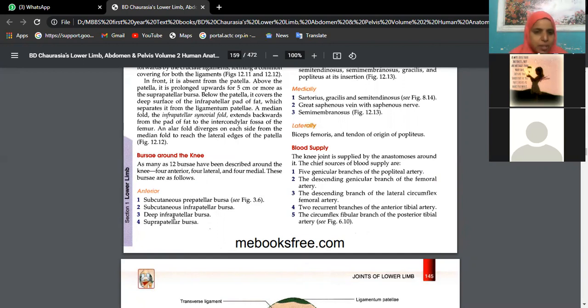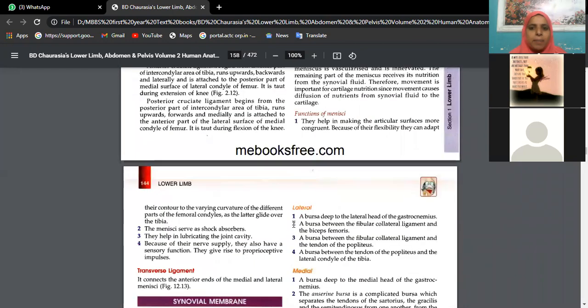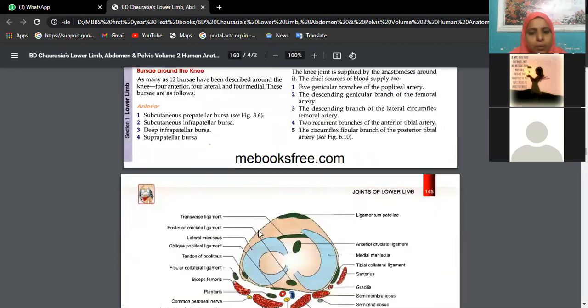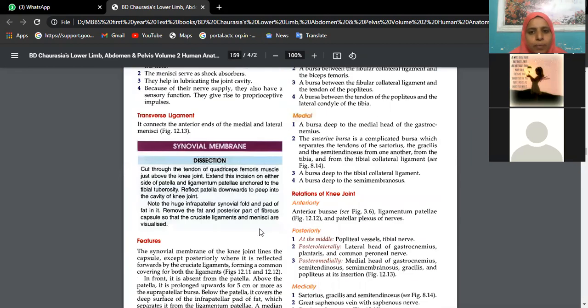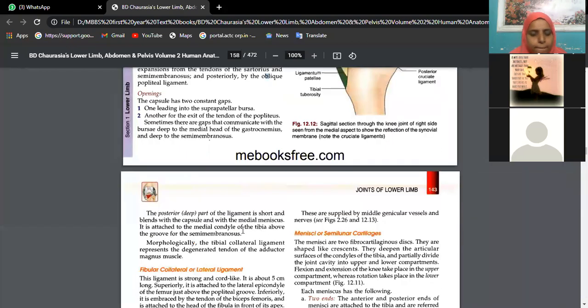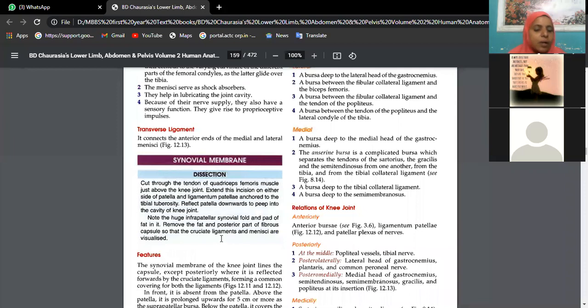Just below the skin, in front of the patella, we have the subcutaneous prepatellar bursa. Let us see picture 3.6. From the picture only we can know many positions. Oh, it's not given here. Somewhere else it is given better.